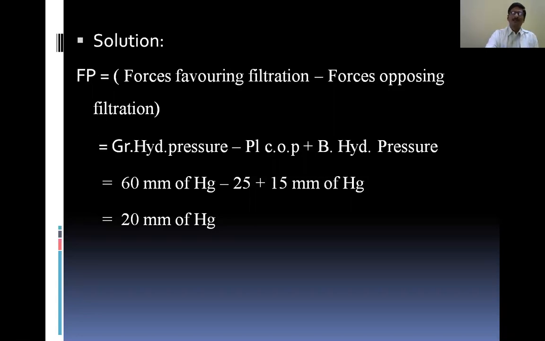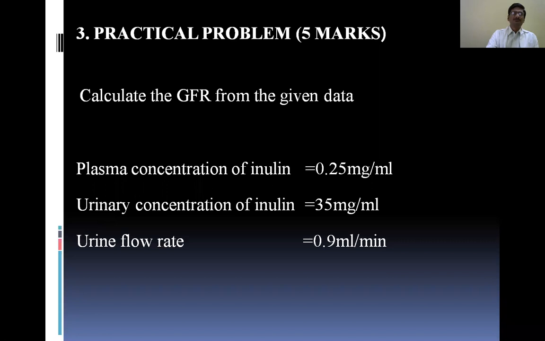So let us see the other problems. Calculate the GFR from the given data. Now, before we get into this particular calculation, let us see what happens. Normally, kidneys receive blood of about 1100 to 1200 ml per minute, which accounts for about 20 to 22% of cardiac output.